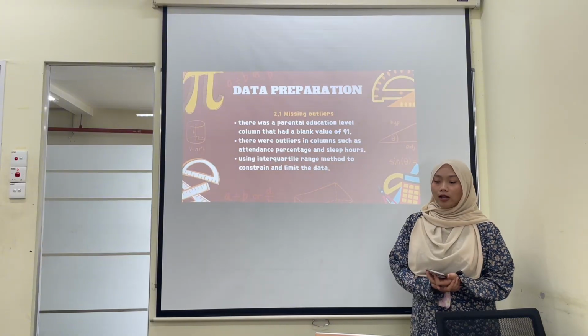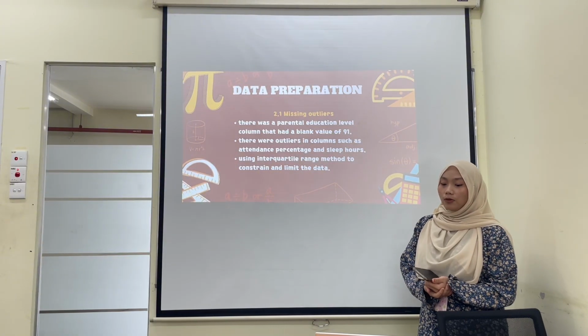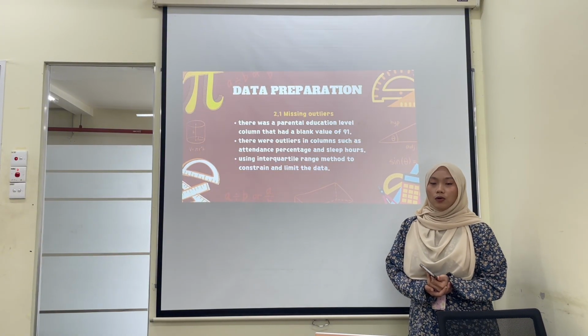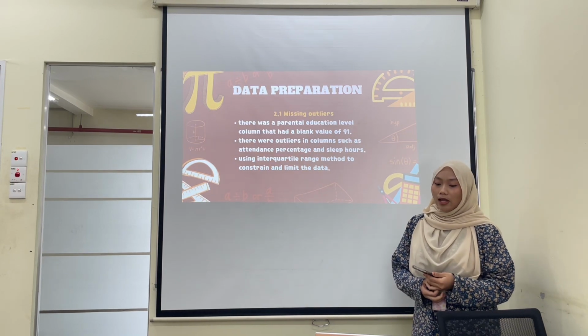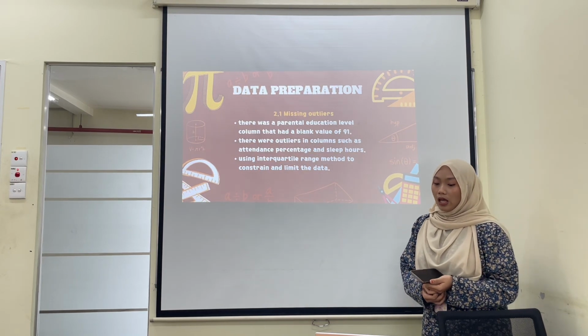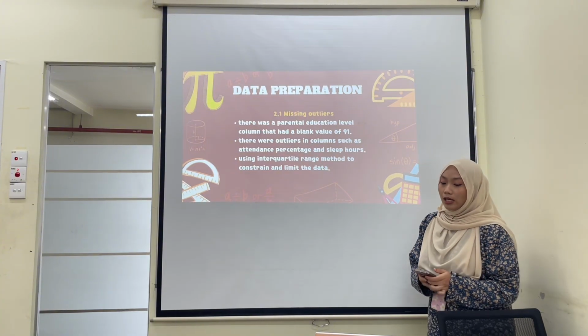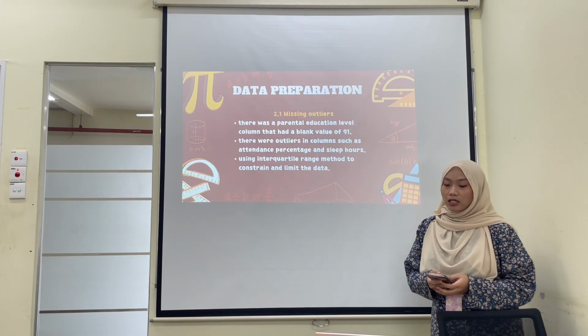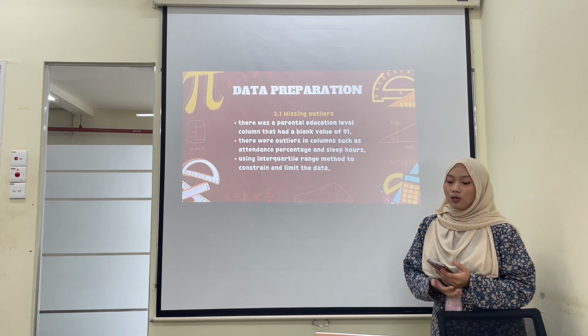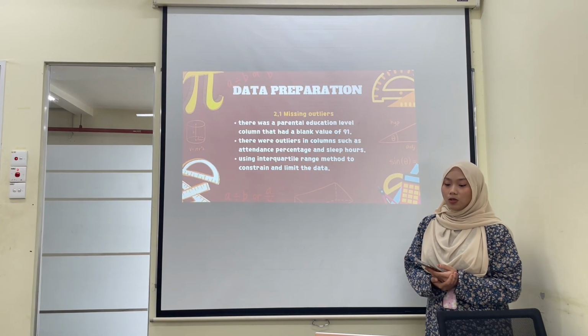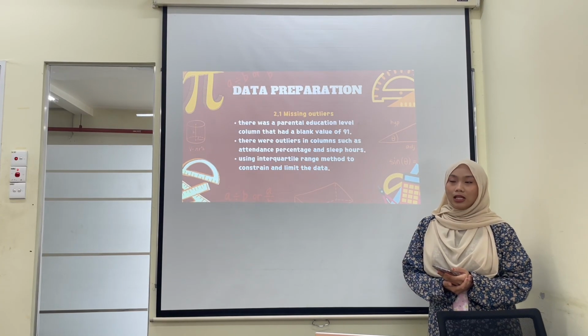For the explanation of the missing values and outliers, there was a parental education level column that had a blank value of 91. There were outliers in columns such as attendance percentage and sleep hours. Our group has used the interquartile range method to constrain and limit the data.